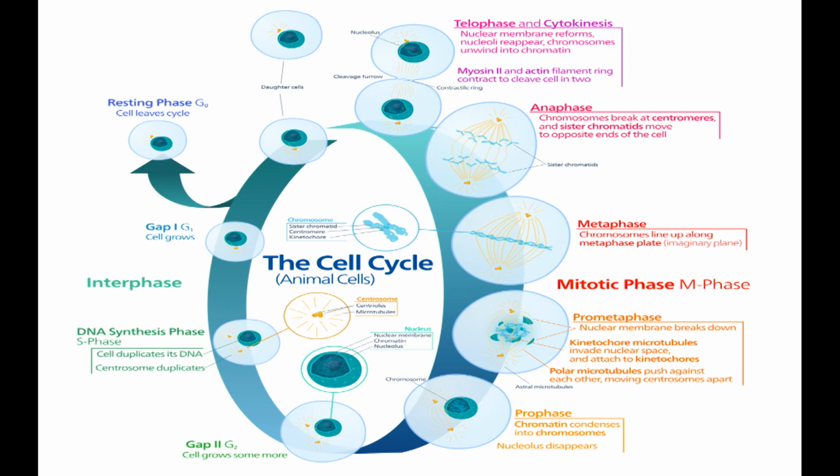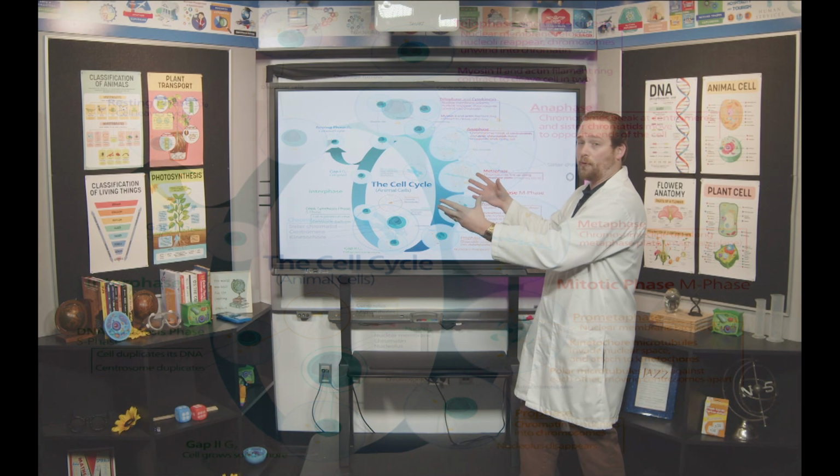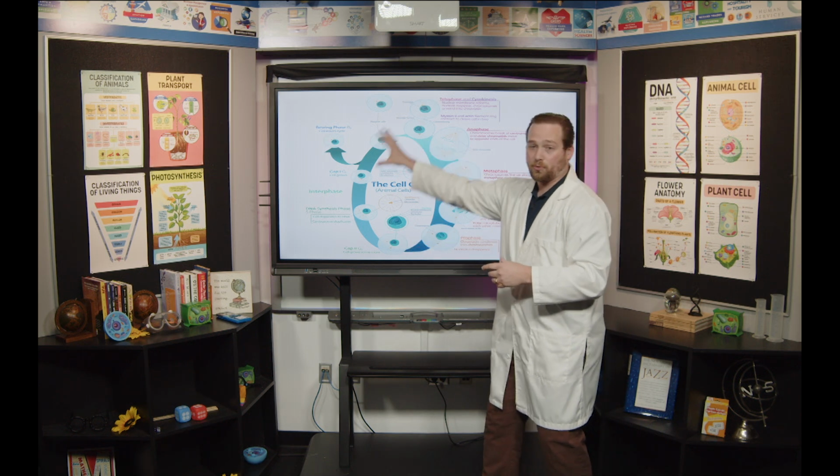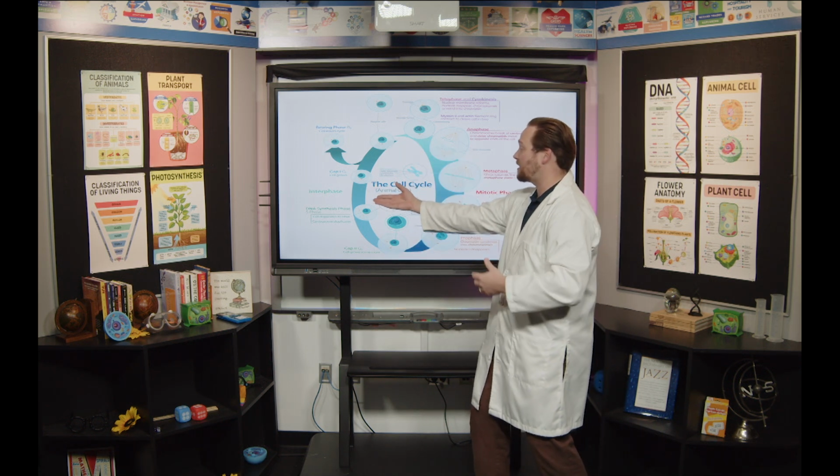Okay, so here's just kind of a picture of the cell cycle. I'll just kind of walk you through it here real quickly. What I want to point out first of all is that this is a circle, right? And that's because this is a cell cycle.